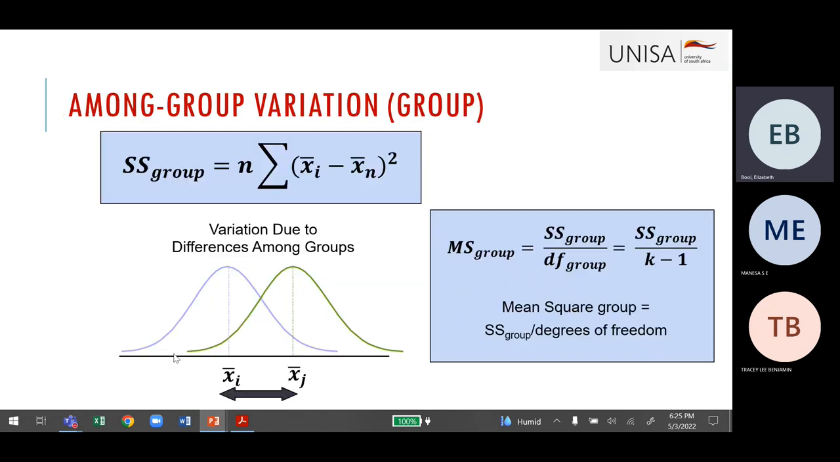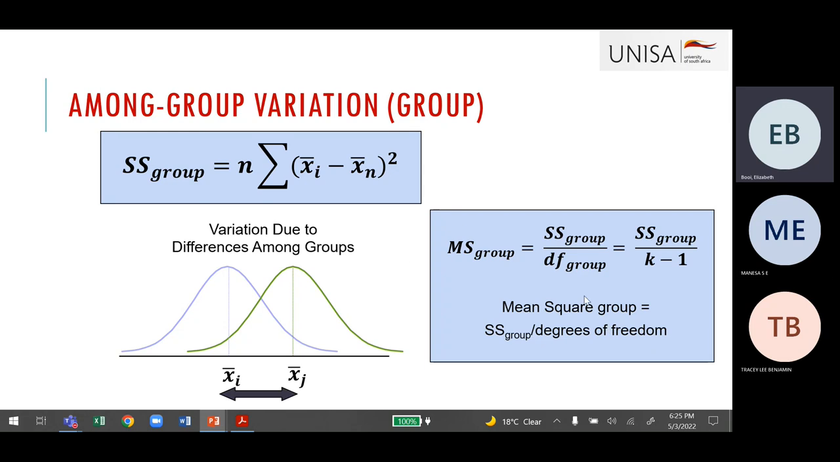So in terms of your sum amongst the groups, it means the mean of group one minus the mean of all of the groups squared, plus the mean of group two minus the mean of all of the groups squared, and so forth. When we do the example, you will see how to use this formula. This will just show you the variation or the difference that exists among the groups. If I have group one and group two here, you can see that the means of these two groups are different as well.